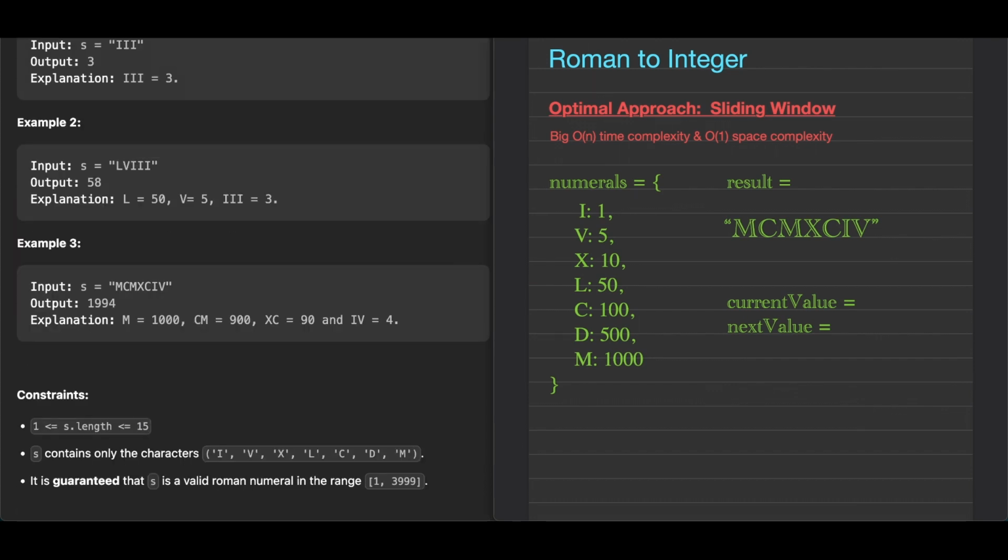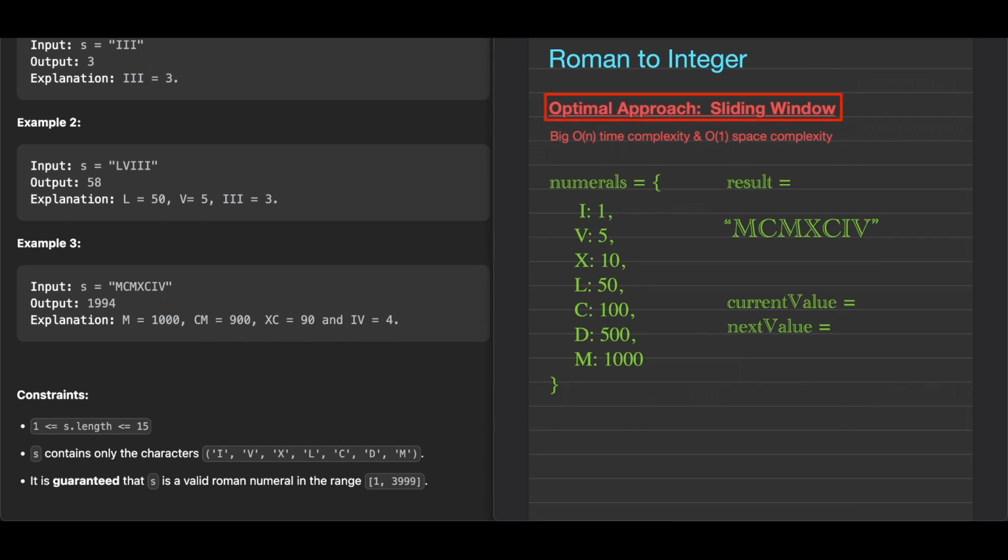Here we have example 3's input, which has an expected output of 1994 because M equals 1000, CM equals 900 because C comes before M, so we have 1000 minus 100, XC is 100 minus 10, which equals 90, and IV is 5 minus 1, which is 4. These all sum up to 1994.